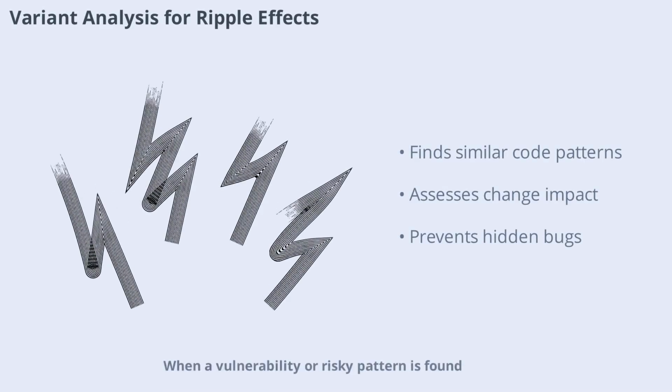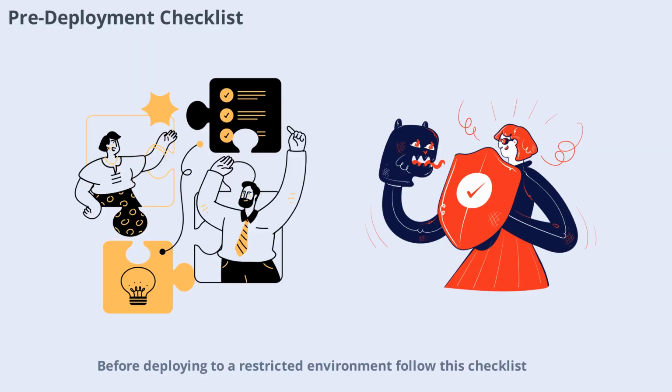When a vulnerability or risky pattern is found, variant analysis searches your entire codebase for similar issues. For example, if you change how tax calculation handles null regions, this skill finds all callers and similar patterns. This is critical when you can't do exploratory testing in production, as it helps you understand the full impact of your changes. For deploying to a restricted environment, follow this checklist.